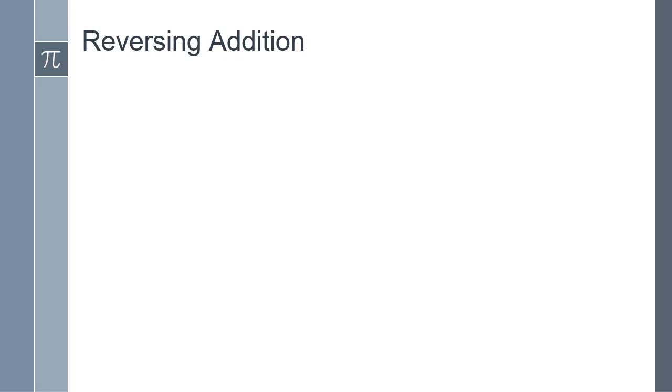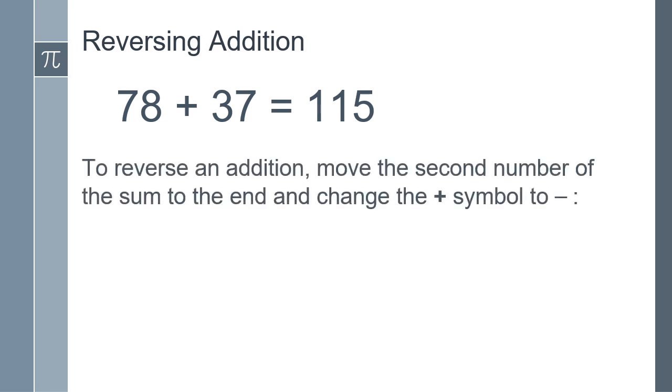First of all, reversing addition. Let's say we have a sum like this, 78 add 37, and our answer is 115. We're going to use a reverse calculation to check whether that number, 115, is correct. So to reverse an addition, we move the second number of the sum to the end and change the plus symbol to minus.